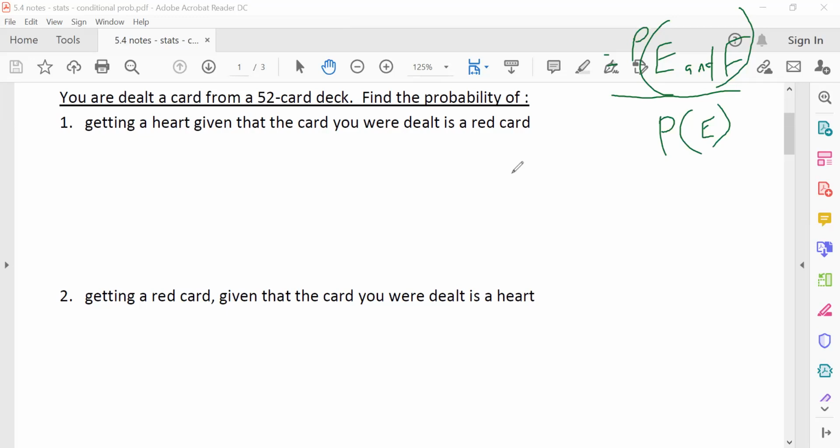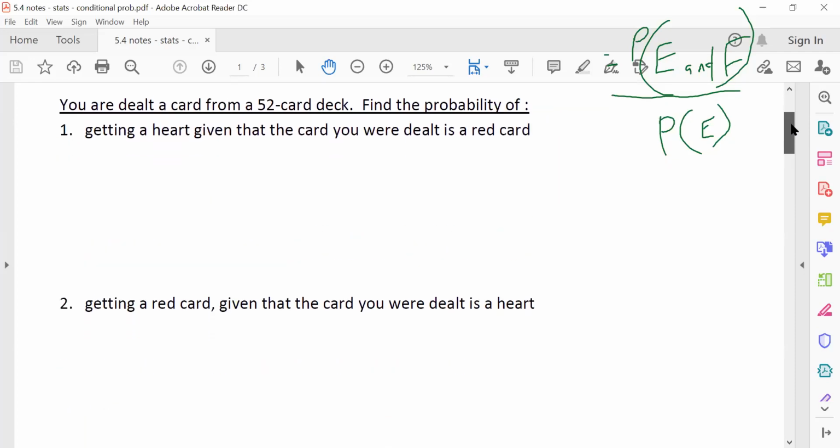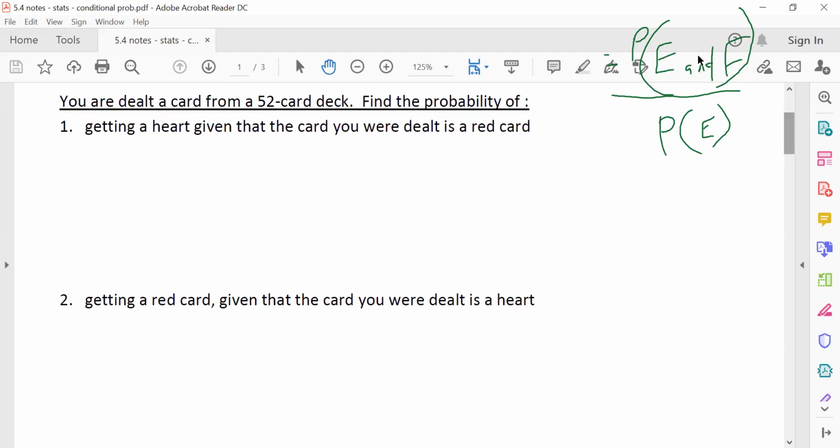So suddenly that completely changes the game. Now, before you look at the card, you know it can't be a spade or a club. Essentially, I've knocked basically half the possible cards out of the deck. That is what I've done. So what we need to do is essentially, using this formula or going up here and using the number of outcomes in each, find the probability of getting a heart, given that the card you were dealt is a red card. Well, that's going to be found by doing this calculation.